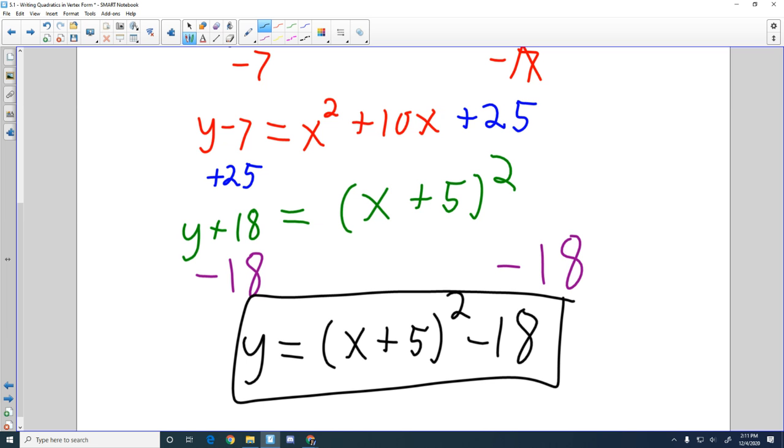Now, here's the cool thing. I want you to tell me what the coordinates of this vertex are. Negative 5, negative 18. Look how quick that was. We could graph this. Hey, what's a? It is 1. Does this open upwards or downwards? Upwards. Couldn't you graph this pretty easily now? You put the vertex at negative 5, negative 18. You go over 1, up 1, over 2, up 4. Follows that standard pattern.